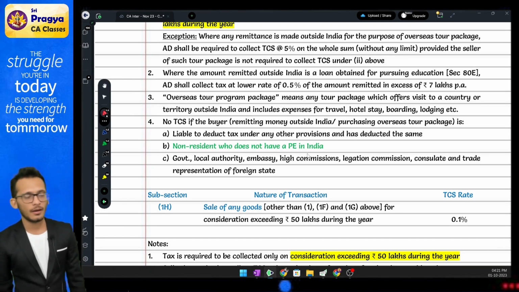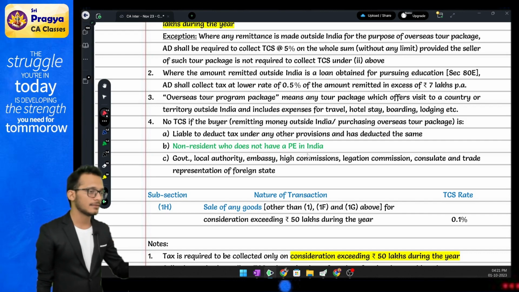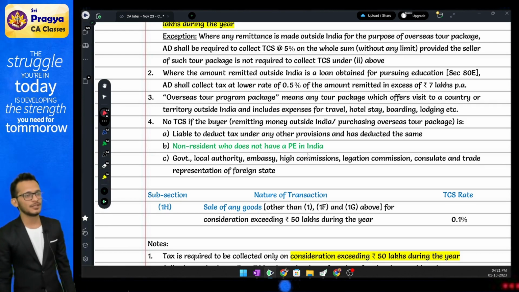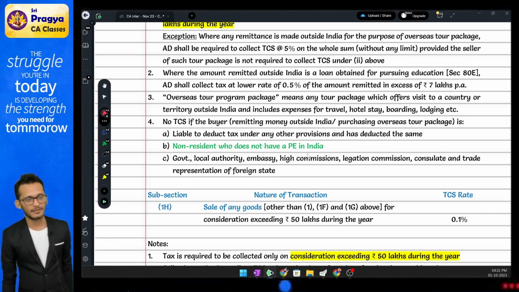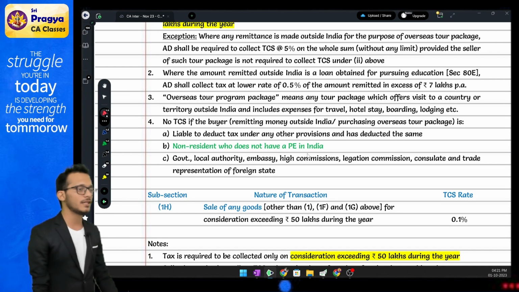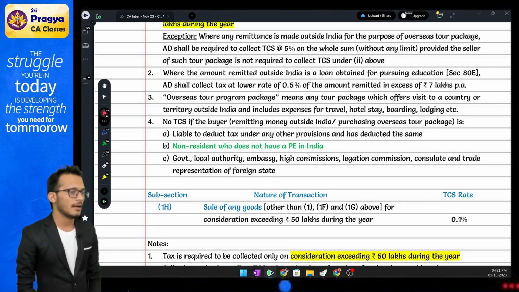The last provision is your 206C(1H), the copy paste of TDS under 194Q. Same provisions. The exception is that now the collector will collect at the rate of 0.1% above 50 lakhs, which means any kind of sale of goods happening, 0.1% above 50 lakhs. You will be liable for a TCS only if the seller has a turnover of more than 10 lakhs.